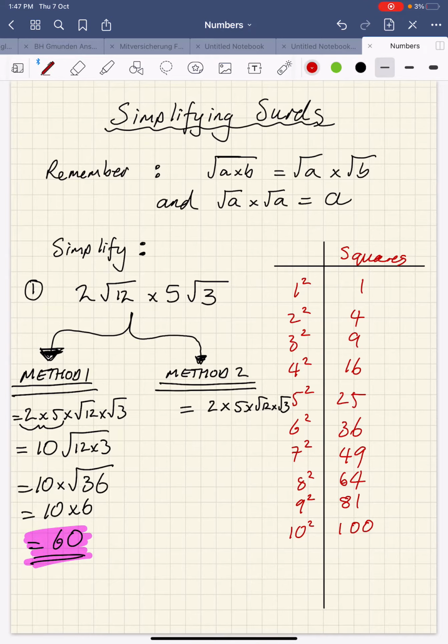And then the other way is just a little bit different. So I'm going to put 2 times 5. But the 12, I'm actually going to break down. So I've got a root 12 and a root 3. And I'm going to break down the bigger number. So instead of root 12, I'm going to have it as root 4 times root 3. But then don't forget, you've still got this other root 3 to bring down as well.